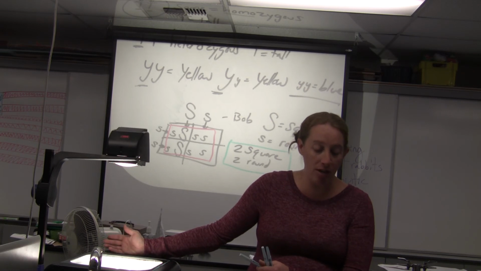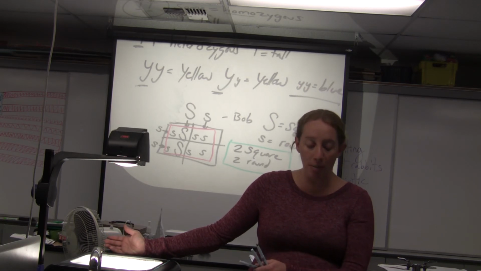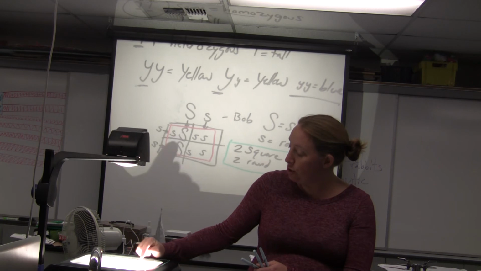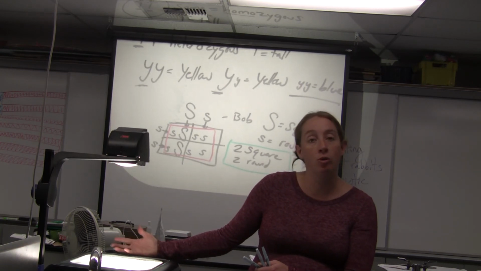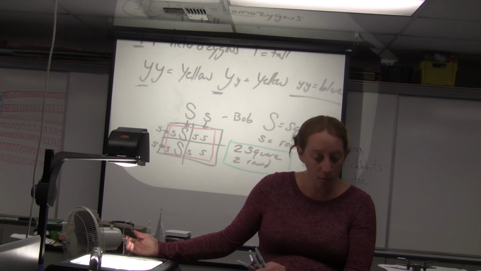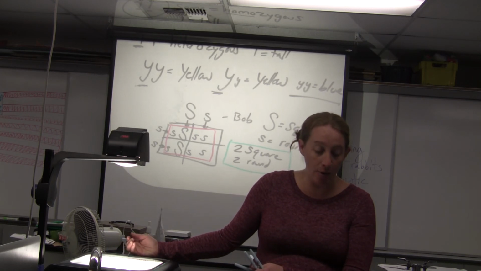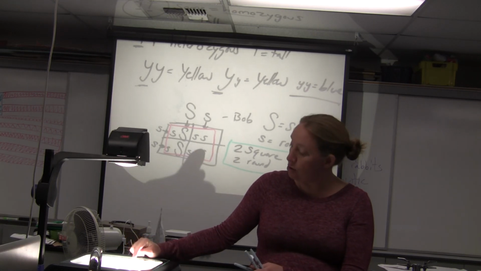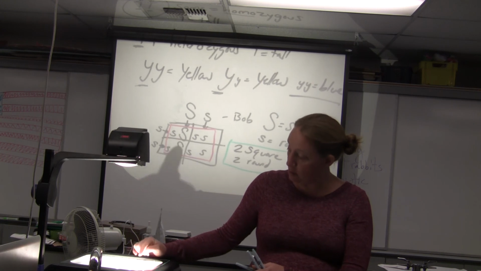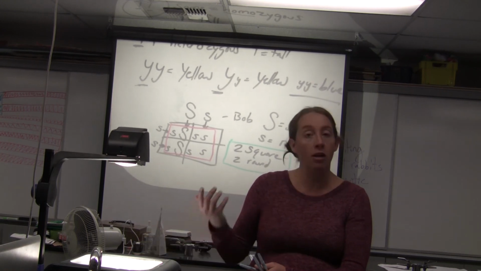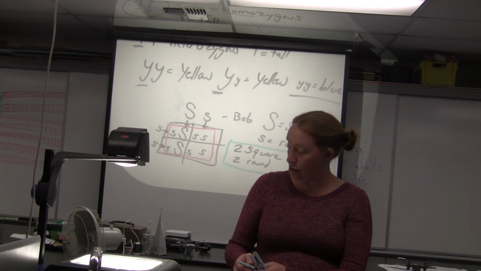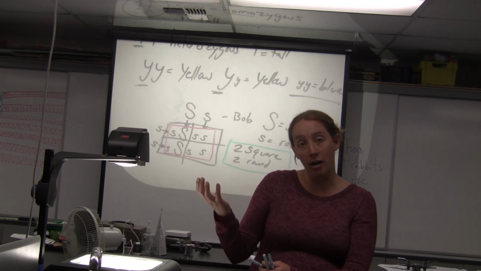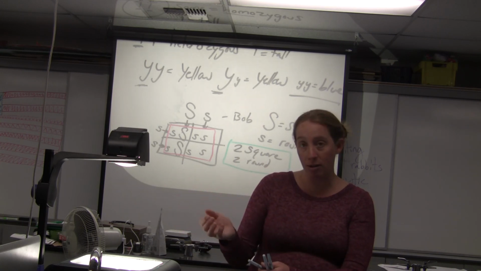What are the chances of ending up with a square shape? Well, 2 of them out of 4. What percentage would that be? Half, 50%. What are the chances of ending up with a round shape? Well, also 2 out of 4. So they would also be 50%. Essentially, a 50-50 shot of being round pants or square pants.